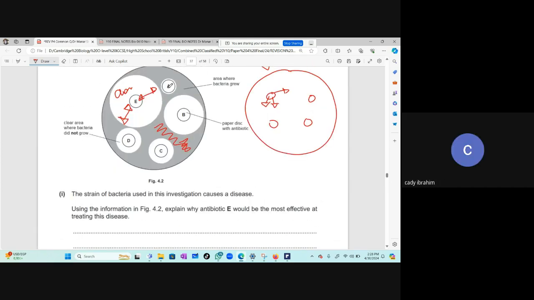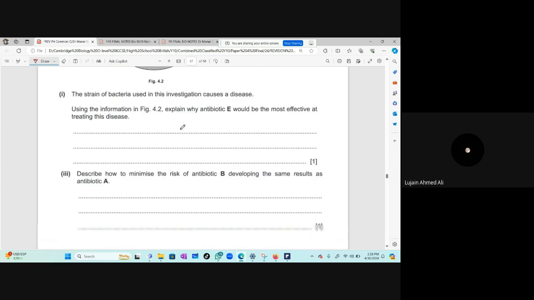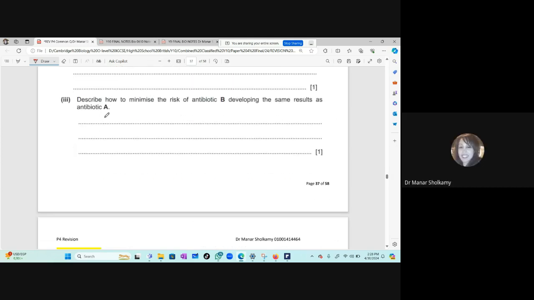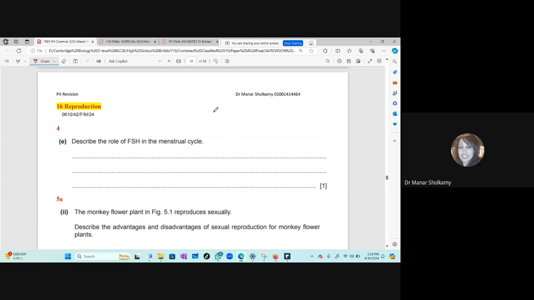Is Antibiotic A weak? Yes, it's not effective in killing bacteria. It's not good, so we want to avoid reaching this stage. What do you do to prevent reaching A? Take the full dose when you need it. Take it for bacterial infection only, not for viral infection. Very good. Yes, and it's only 1 mark, so this is enough.